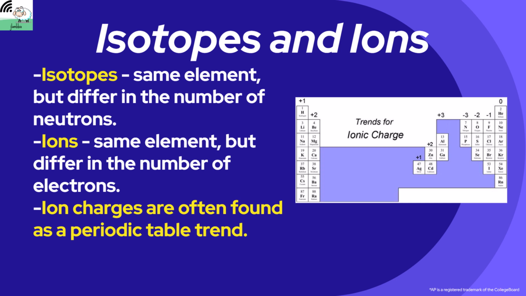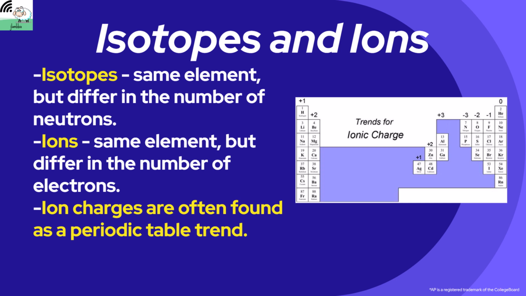So hydrogen, for example, could have one proton and one neutron, or one proton and zero neutrons. They're both isotopes of hydrogen, referred to as isotopes because they differ in the number of neutrons. And then remember that ions are the same element but with a different number of electrons, so they have either gained or lost electrons depending upon what charge it's taken.